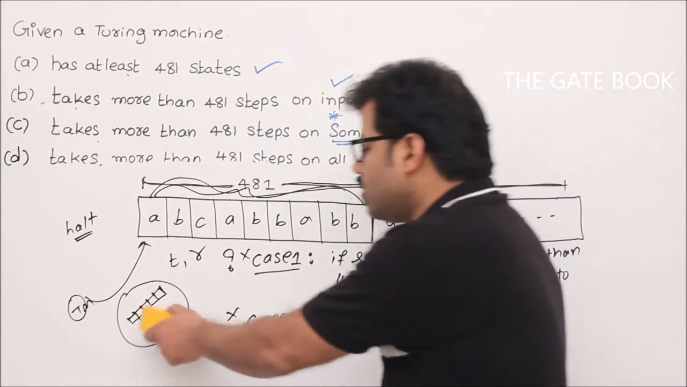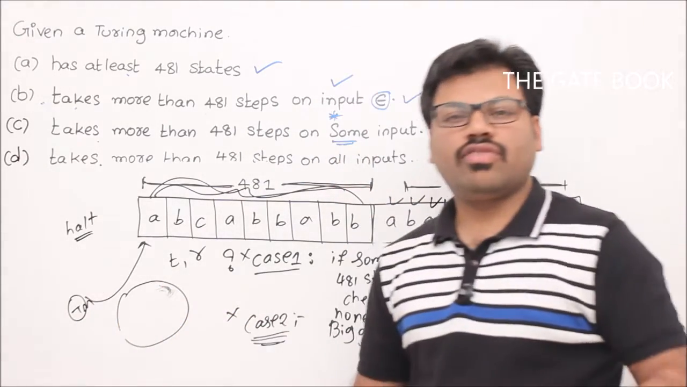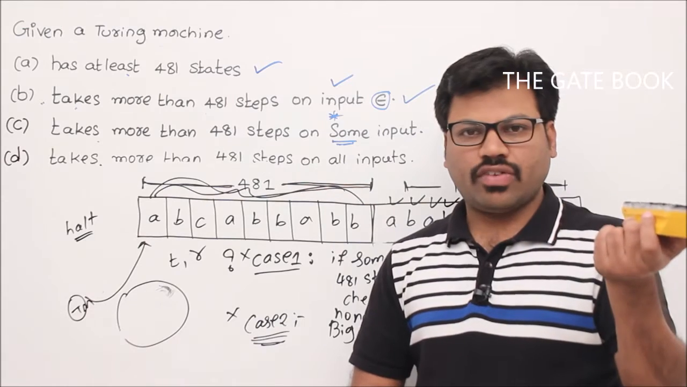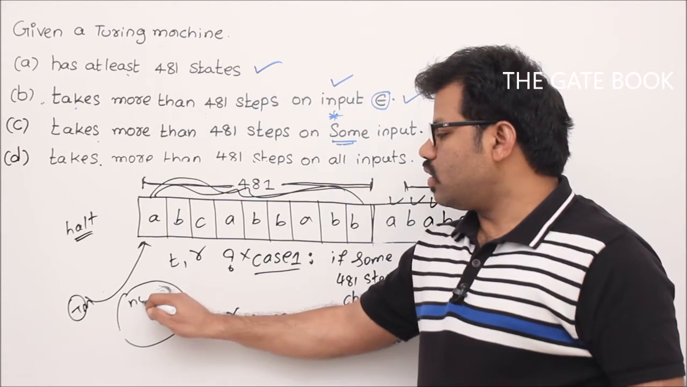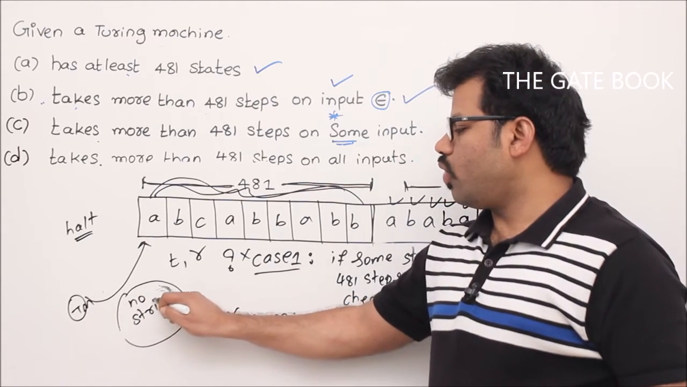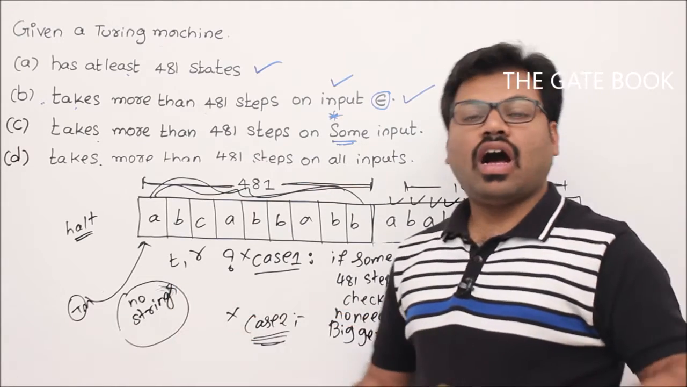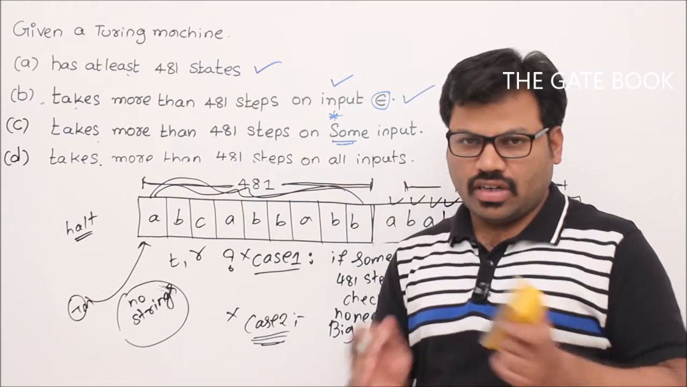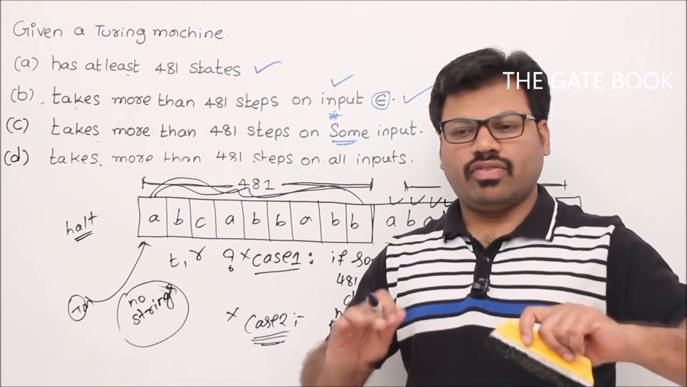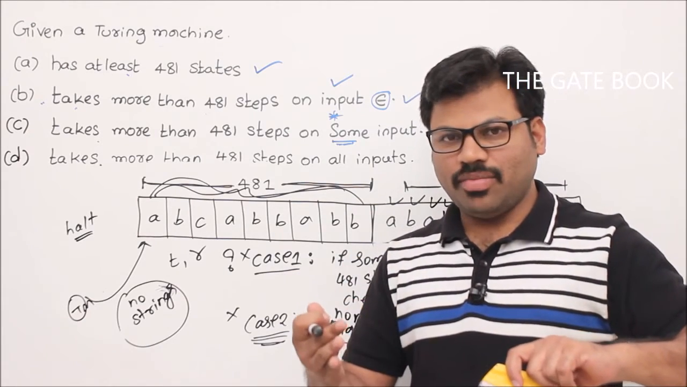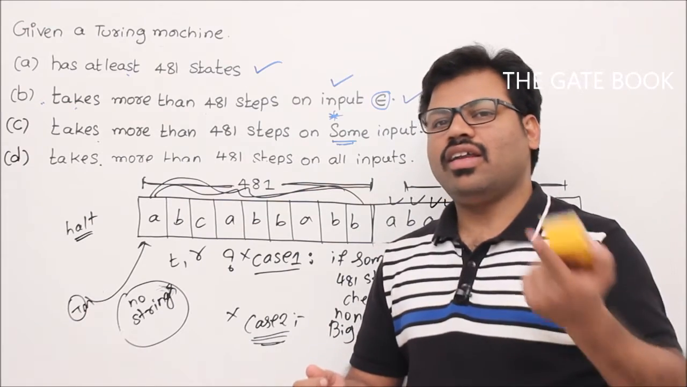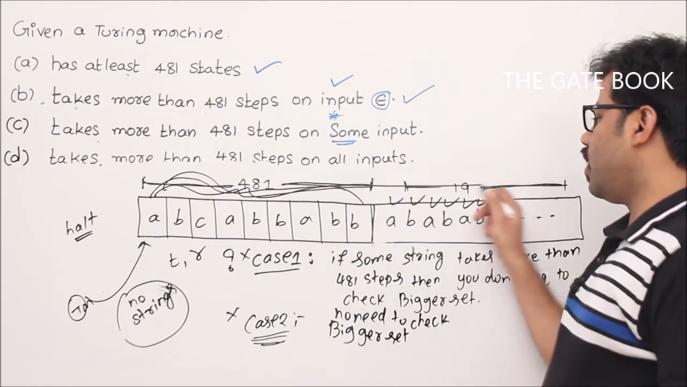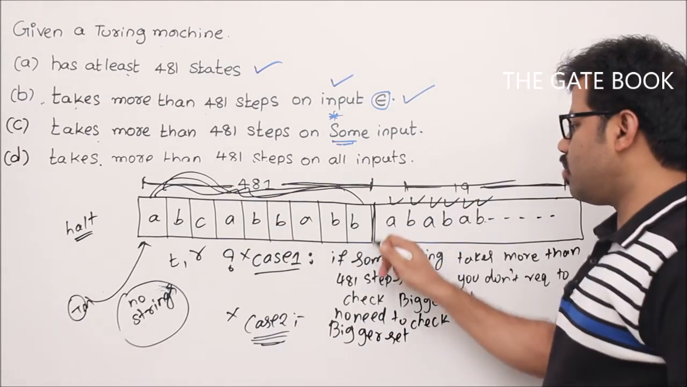Now the second case is the opposite. That means the first case is not arising. What is the first case? Some string is taking more than 481 steps. Then the second case is that no string is taking more than 481 steps. That means all the strings shorter than 481 length, when you run the Turing machine on them, are going to final or reject. Then why am I not looking at the bigger input? Because in a bigger input there is also a smaller input.